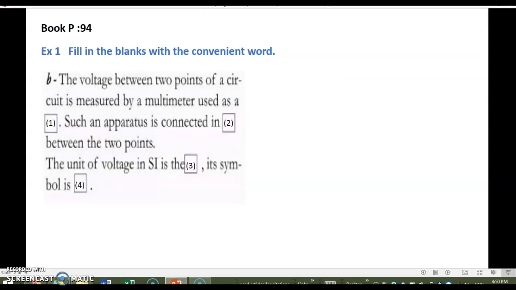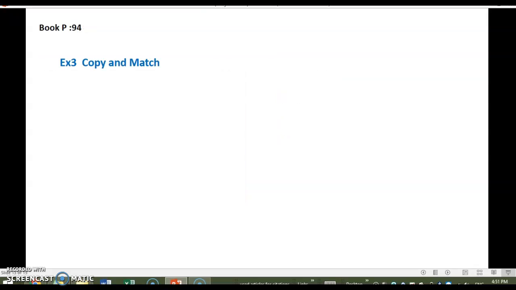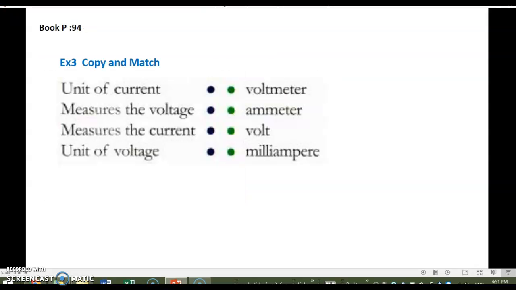Now fill in the blanks with the convenient word. The voltage between 2 points of a circuit is measured by a multimeter used as a voltmeter. Such an apparatus is connected in parallel between the 2 points and the unit of voltage in SI is the volt and its symbol is capital V. Copy and match. Unit of current, we have it as milliampere. Measures the voltage, it is the voltmeter. Measures the current, the ammeter, and unit of voltage is the volt.